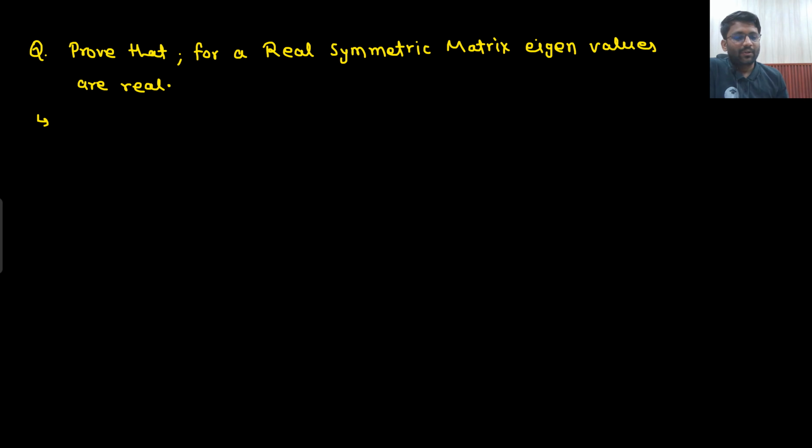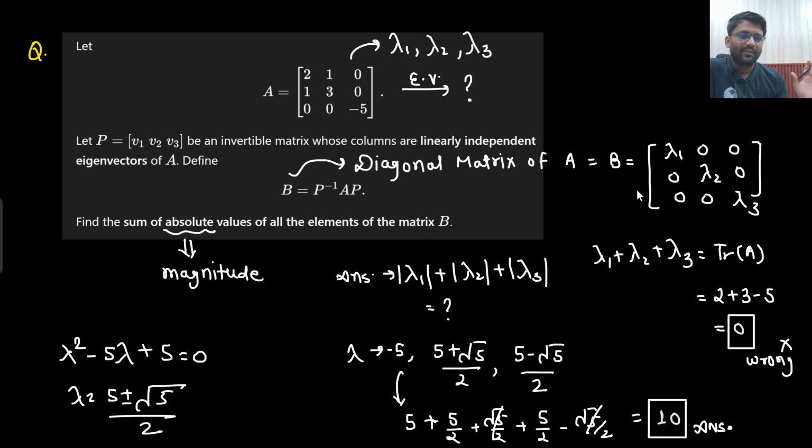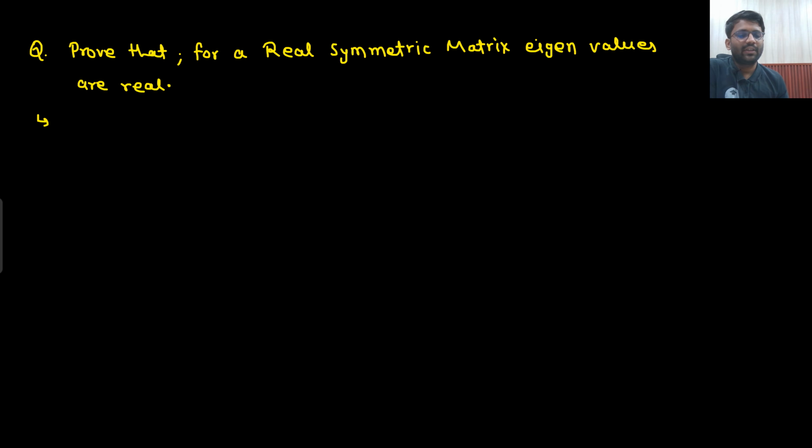So here the concept of diagonalization has ended. Next we are going to see about some special matrices, like real symmetric matrix is a special matrix, no? Real symmetric matrix. It is a special matrix. So their eigenvalues are always real. That we need to prove. For a real symmetric matrix, eigenvalues are always real. This is what we are proving.